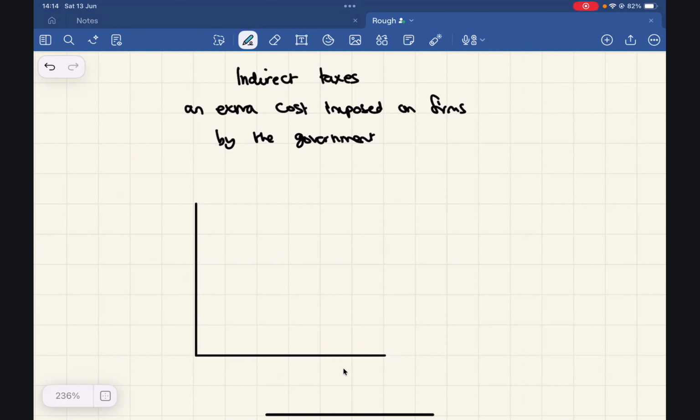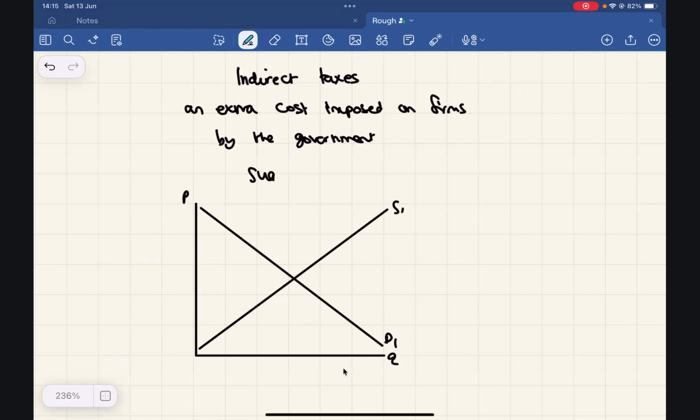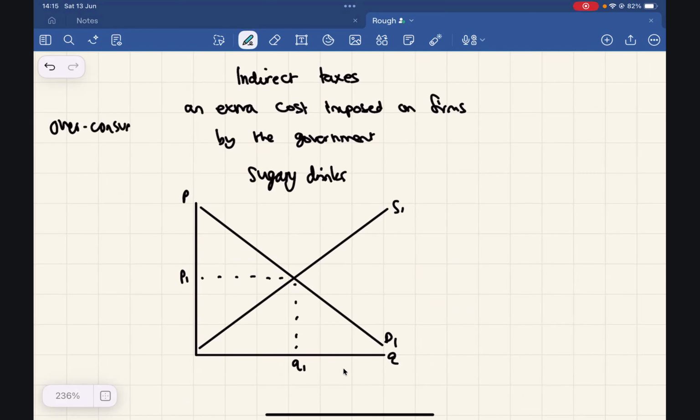So if this is my overall market for sugary drinks. Before the tax, I had a quantity of Q1. The government would have researched the market failure and understood that there's an overconsumption because people were ignoring the negative externalities of sugary drinks, right? Causes obesity, causes a strain on the NHS, causes poor health, right? So what could they do?